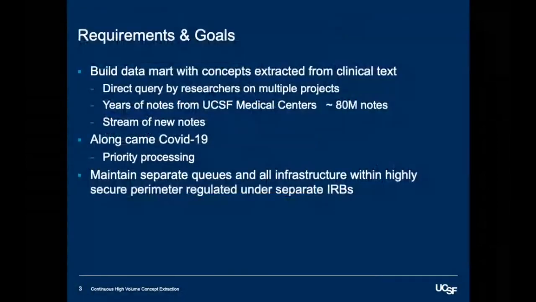So if we drill down further, the core asset of the Information Commons is the Data Mart, which is built from structured patient data and extracted concepts from years of clinical notes that we have over thousands of patients. At the moment, we also have about 80 million notes, similar to, sounds like Jeff's project, queued up, and they're being processed. Additionally, there's a stream of new notes, which amounts to about 1 million per month.